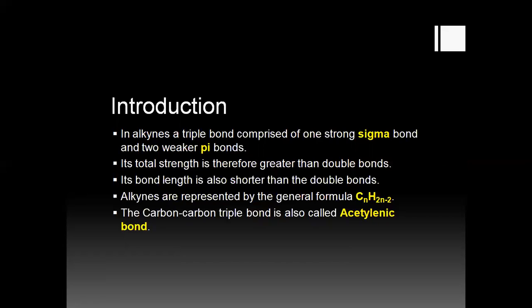They are represented by the general formula CnH2n-2. The carbon-carbon triple bond is also called the acetylenic bond.